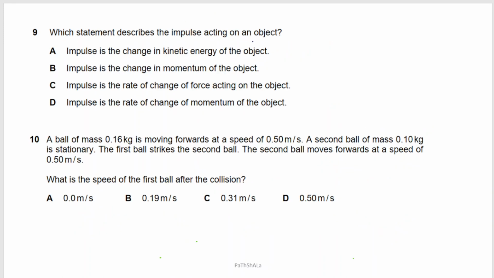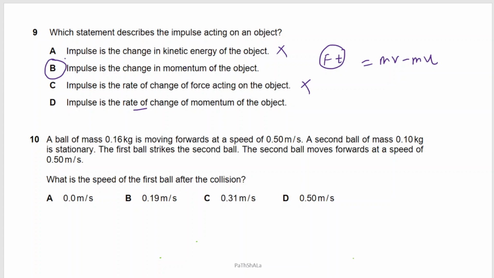Which statement describes the impulse? So impulse is basically the change in momentum. It is not the change in kinetic energy, not the rate of change of force, and not the rate of change of momentum of the object. It's the change in momentum. It is not the rate of change. So impulse is Ft, which equals the change in momentum, mv minus mu.